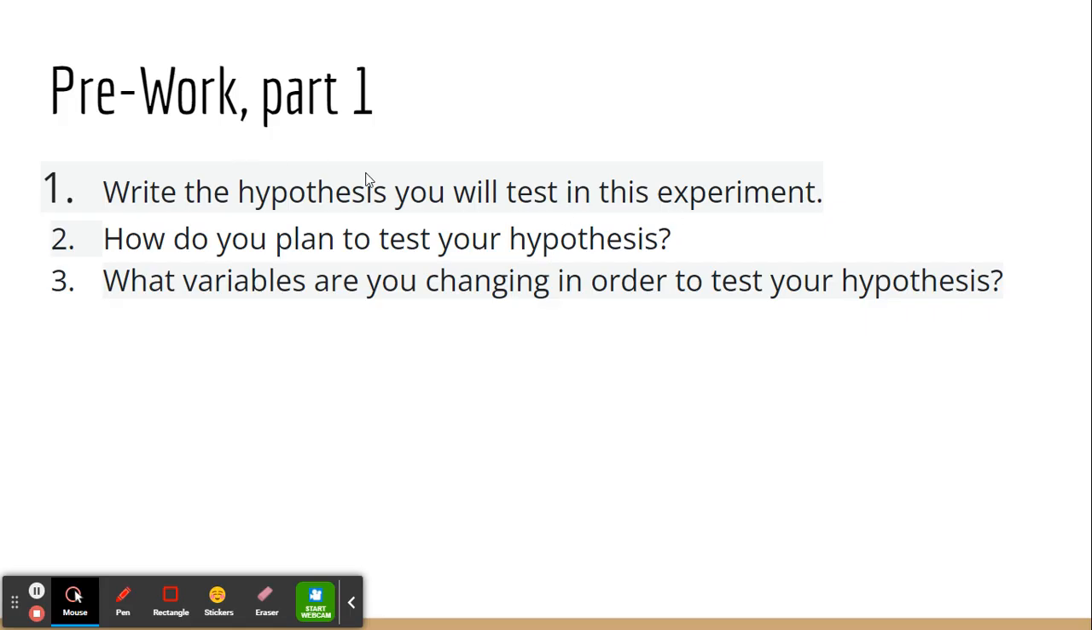Number one, you're going to write the hypothesis you will test in this experiment. Okay, that if-then statement. Number two, how do you plan to test your hypothesis? How are you going to see if your educated guess is correct or not? And three, what variables are you changing in order to test your hypothesis? Okay, so these are going to be independent variables because you change the independent variable and you measure the dependent variable.